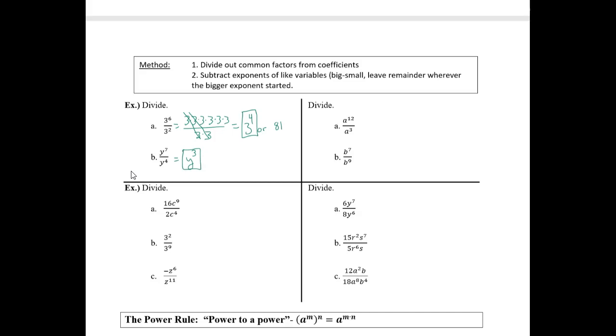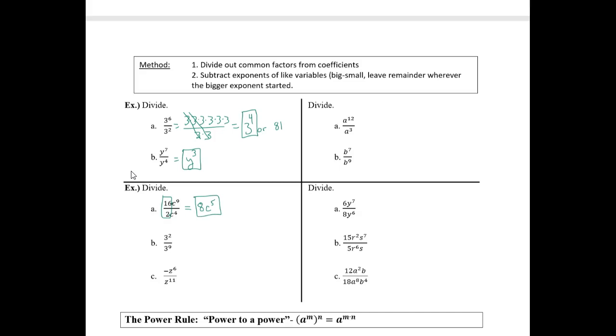Below that, now we're involving coefficients. So don't subtract the coefficients. This is 16 times c to the 9th and 2 times c to the 4th. If I just had this piece here, 16 divided by 2, I would get 8. Okay, don't mix up the quotient rule with actual division of coefficients. So 16 divided by 2 is 8, and then c to the 9th divided by c to the 4th, I subtract 9 minus 4 and get c to the 5th.